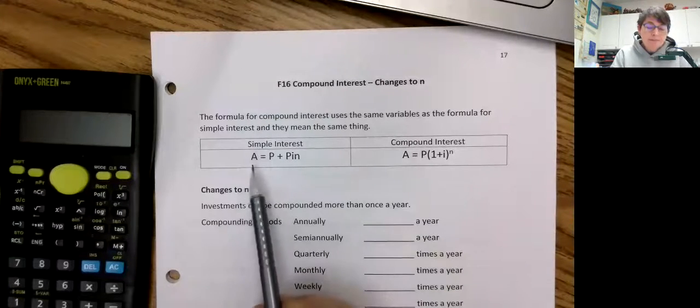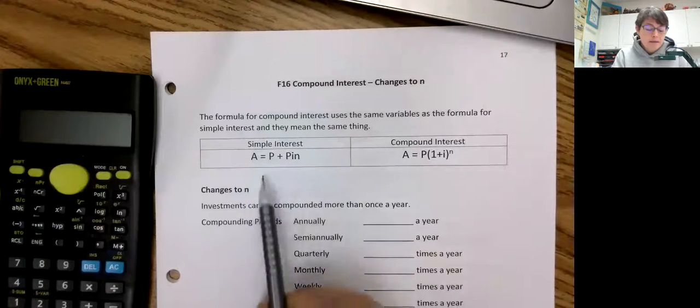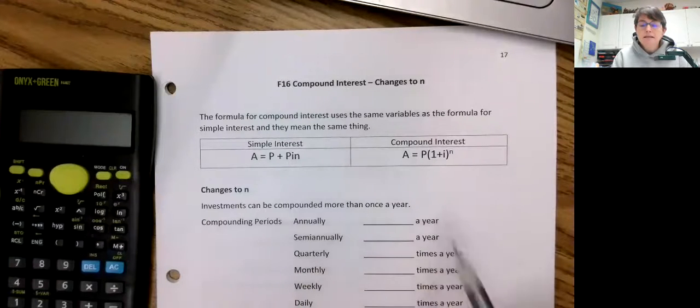All right, so A is the accrued amount, the amount at N. P is your principal. I is still interest. N is still the time. We're going to make a few changes to them.